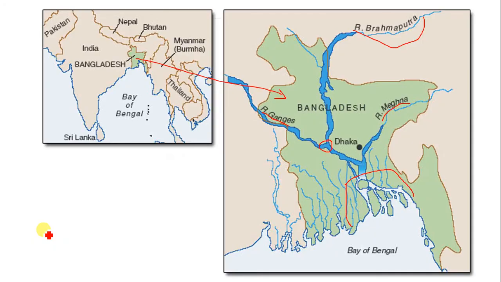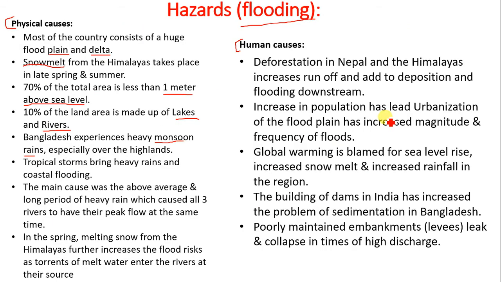Remember, there are three rivers that form the major drainage basin of Bangladesh. We have Ganges, Brahmaputra, and River Meghna. So all of them reach their peak at the same time. So as a result, it easily overflows its bank.